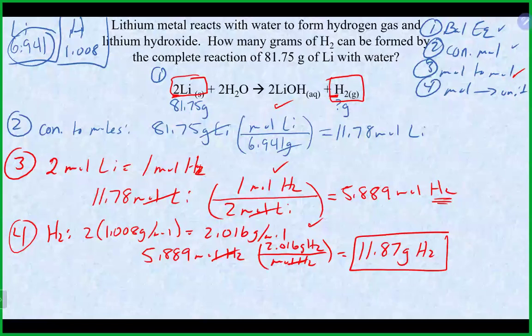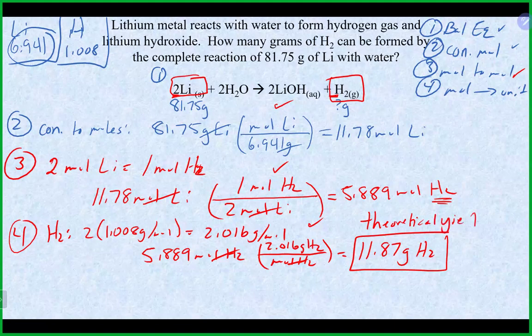This, by the way, means that if you put in there 81.75 grams of lithium into this reaction, everything went perfect, no side reactions, you weren't a klutz and spilled anything on the floor, you should, in theory, get out 11.87 grams of H2. This is what is known as the theoretical yield. It's like your maximum amount of product, the theoretical yield that you should actually produce in this case. A yield is a product, so you can only call it a theoretical yield if it is a product that you basically calculated. Any questions on those there?